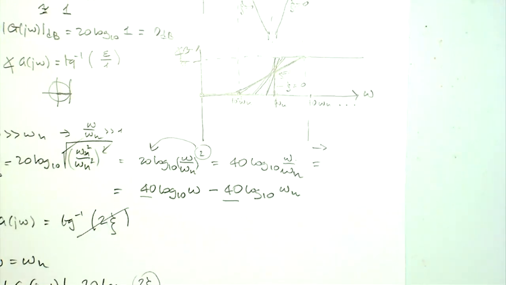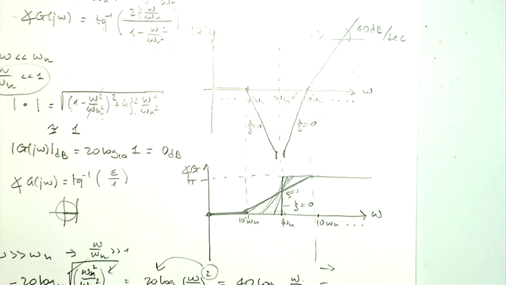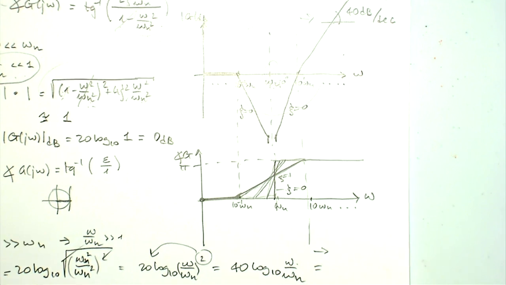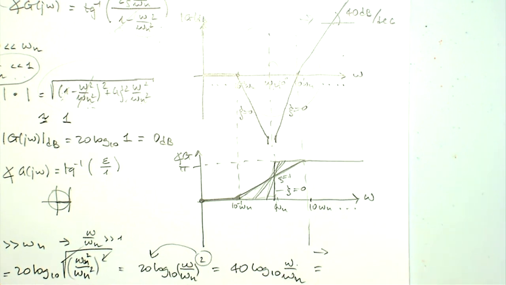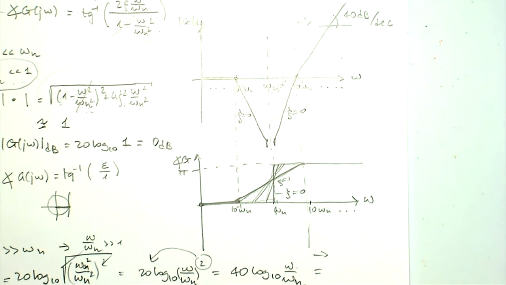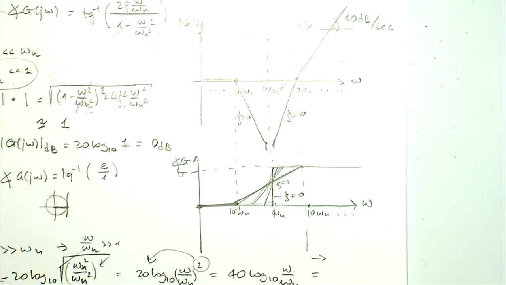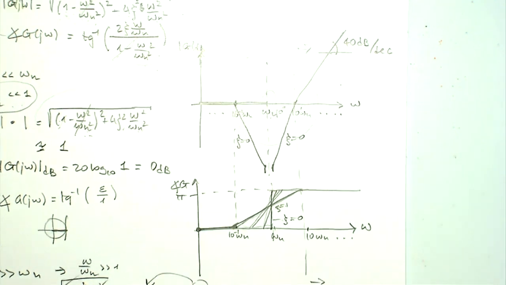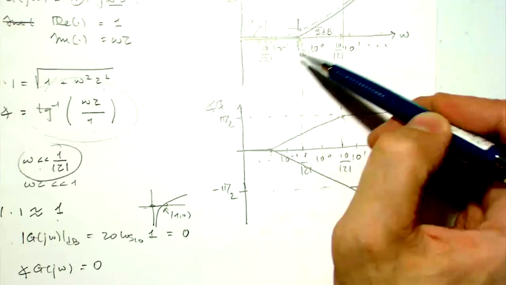Now, if instead we take, for example, zeta equal to 1, we get 20 log 10 of 2. This is 2 zeta. So it would behave exactly like a monomial term like this.